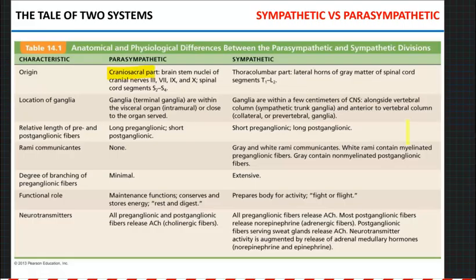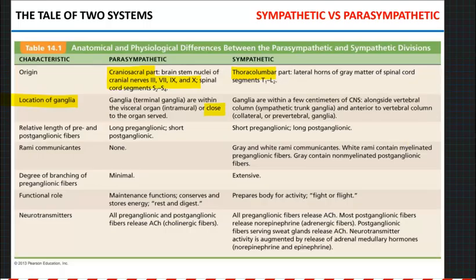Origin, craniosacral versus thoracolumbar. You absolutely must know which cranial nerves carry parasympathetic fibers. 3, 7, 9, 10. And the names. Sounds good? Cranial nerves 3, 7, 9, and 10. You must know that oculomotor, facial, glossopharyngeal, and vagus all carry parasympathetic fibers. Clear? Okay.